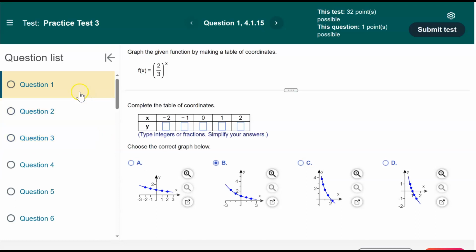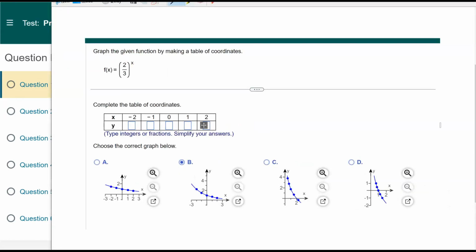Hi, let's go over practice 3 in preparation for your long test 3. So let's start by looking at question number 1. Graph the given function by making a table of coordinates. So let's complete the table here. Type integers or fractions. Simplify your answers. Make sure to simplify your answer.